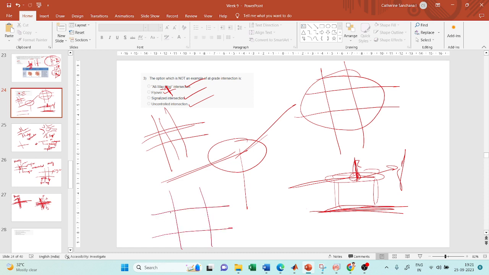So both the roads will be of equal importance. So you are not providing any control over it. At the same time, you are asking both the vehicles to travel at the same time and at the same space. So it is neither time separated nor space separated. So uncontrolled intersection is one such example. So it is an at grade intersection. So the answer to this is flyover. Okay.